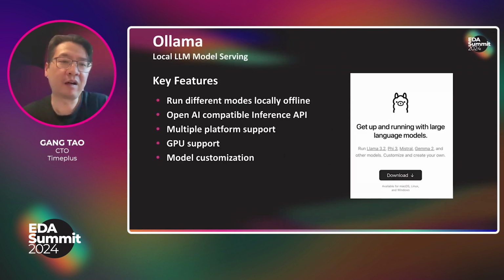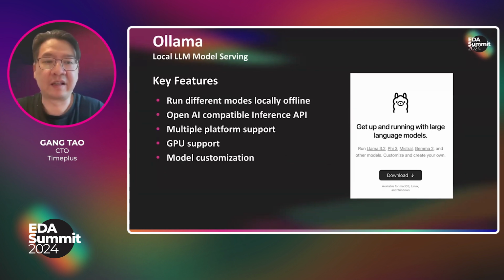One thing about Ollama: Ollama is the model serving component. It's open source, so it can help you run different models locally. It provides an OpenAI compatible API, and it supports different platforms. In my case, I'm running macOS with an M2 CPU and GPU, and Ollama supports that as well. Lastly, you can do some model customization as well.